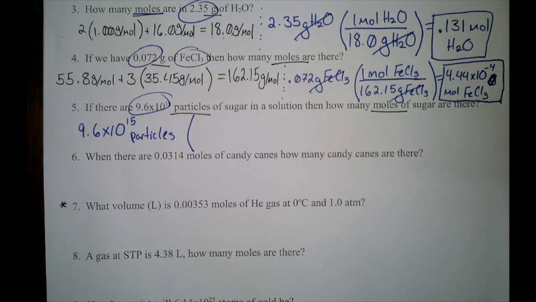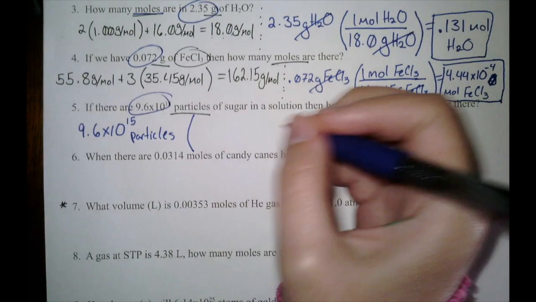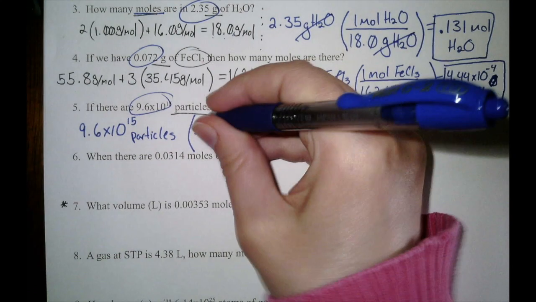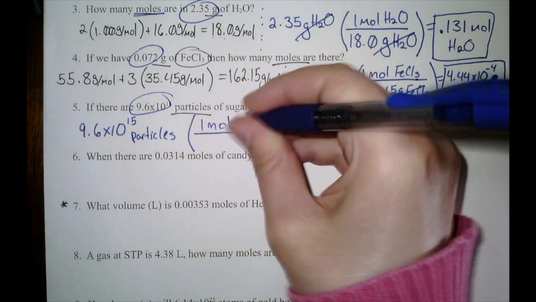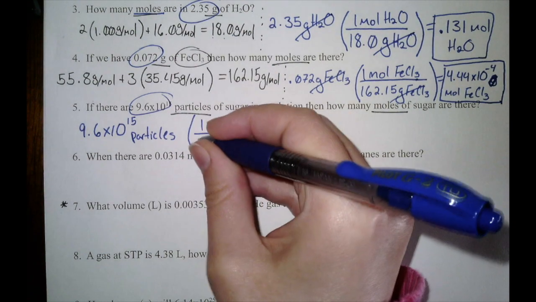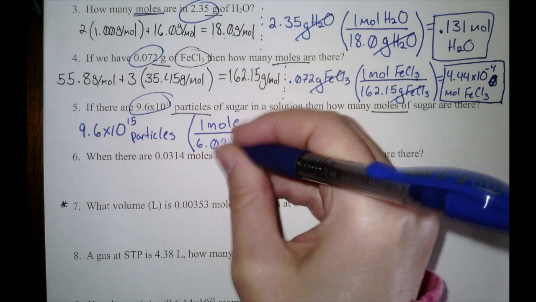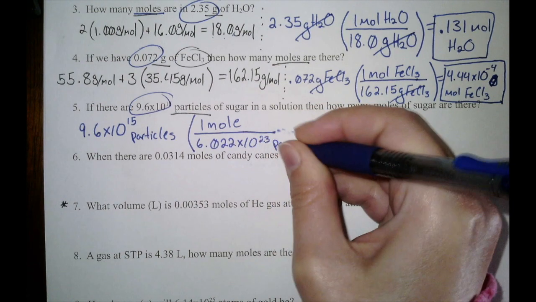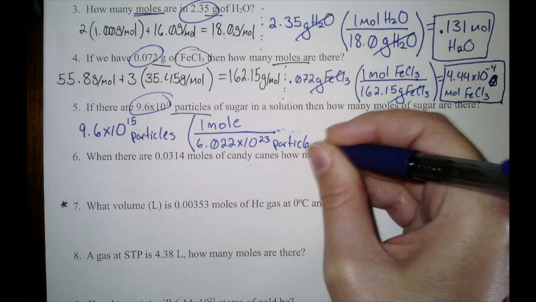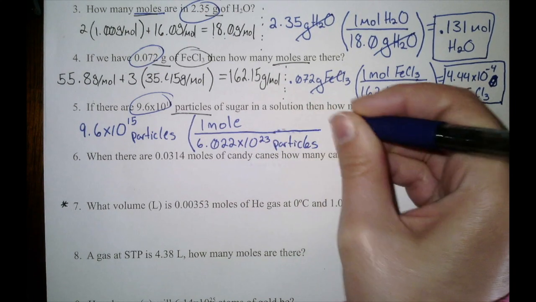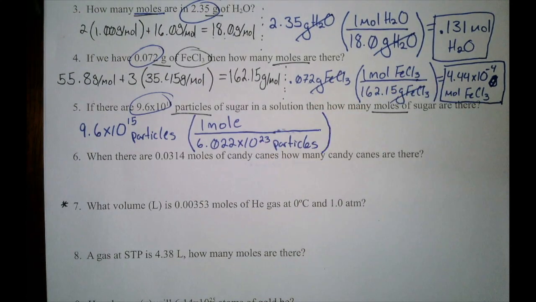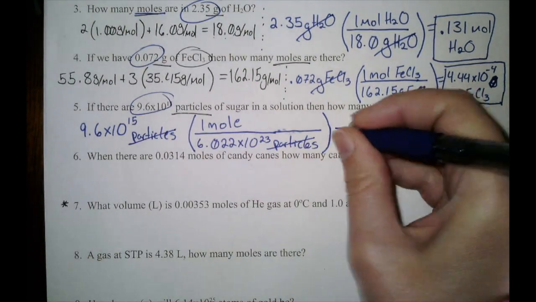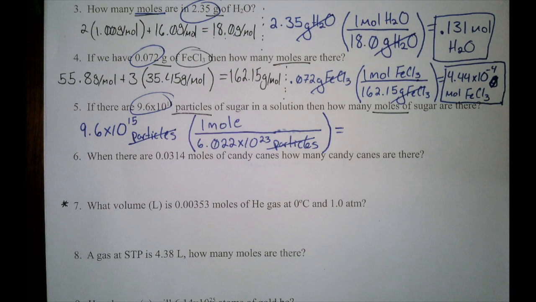I want to cancel particles so that I have moles. So that means particles is going to need to go on the bottom, and 1 mole will go on the top, where again, 1 mole is equal to 6.022 times 10 to the 23rd particles. Avogadro's number. So now my number of particles cancel, and we can do the math.